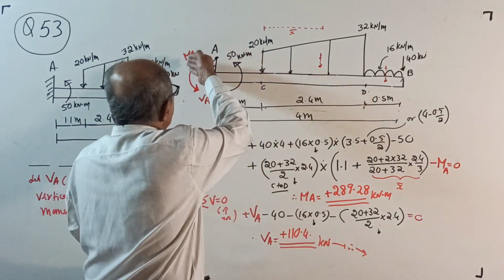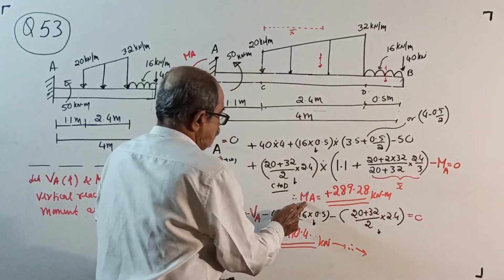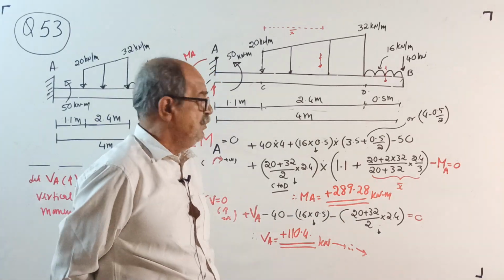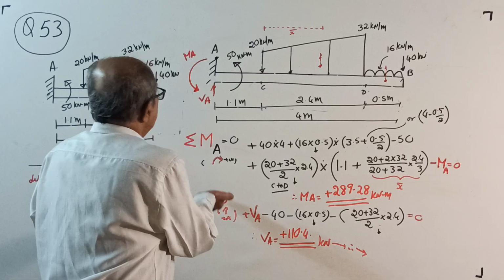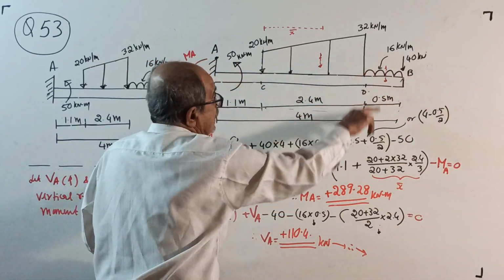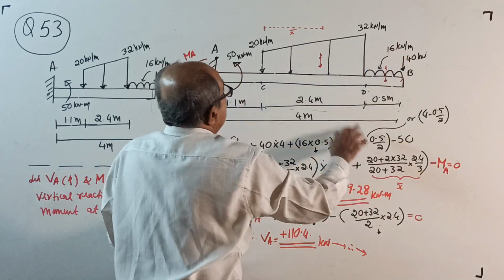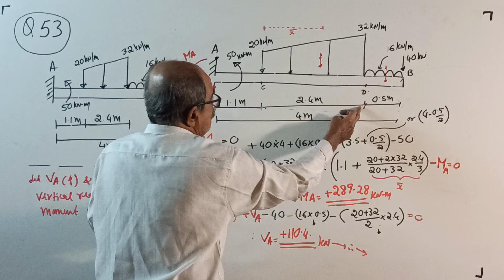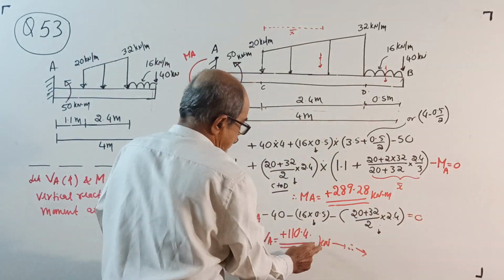Lastly, minus MA equal to 0, you get the value of MA as 289.28 kN meter. Positive sigma V equal to 0: plus VA minus 16 into 0.5, the total UDL, minus 40, minus the UVL load, 20 plus 32 divided by 2 into 2.4, equal to 0, you get VA.